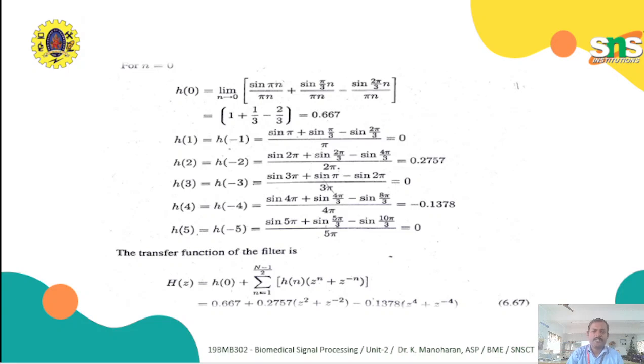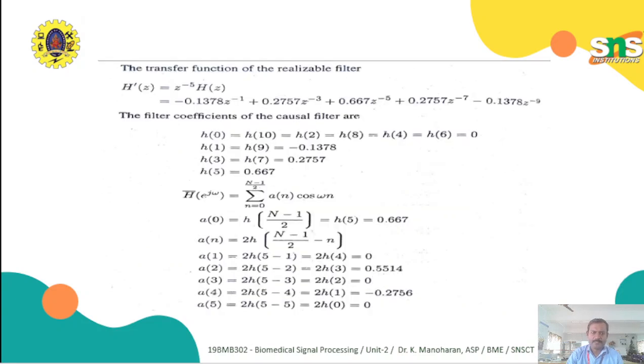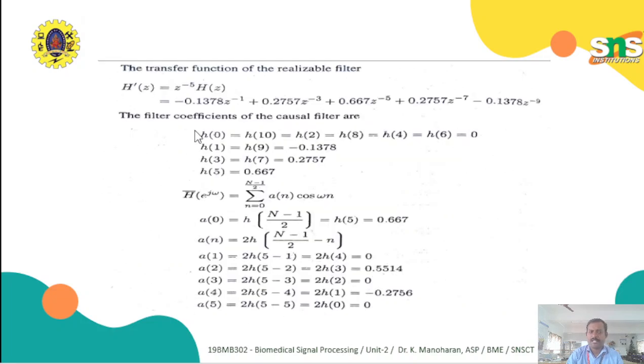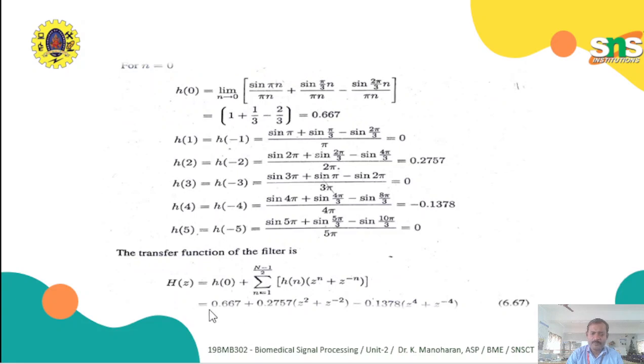So first thing, we need to make it a realizable filter. The transfer function of the realizable filter is very simple: we need to multiply by z power minus (N minus 1) by 2. So H bar of z equals z power minus (N minus 1) by 2, where (11 minus 1) by 2 will be 5. So z power minus 5 into H of z. We have already found this H of z, so we just need to multiply all these coefficients with z power minus 5.